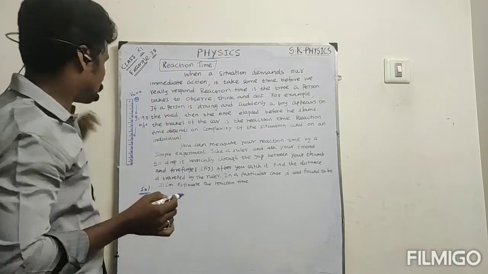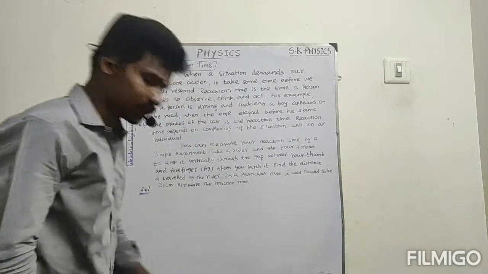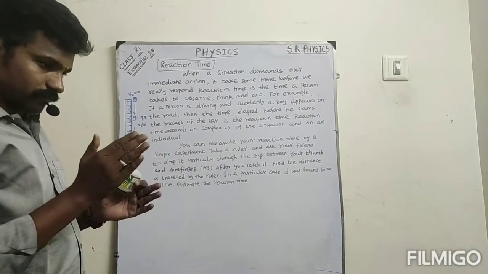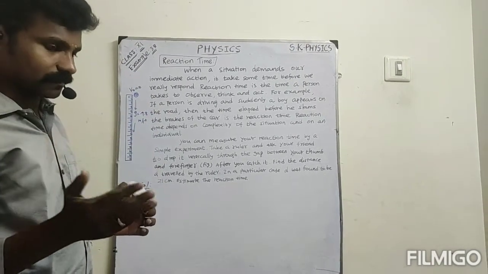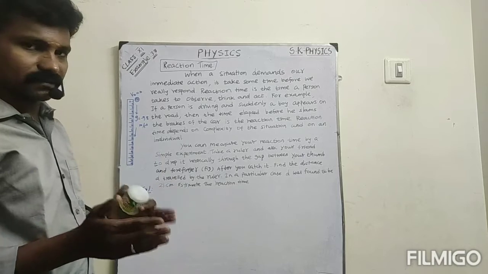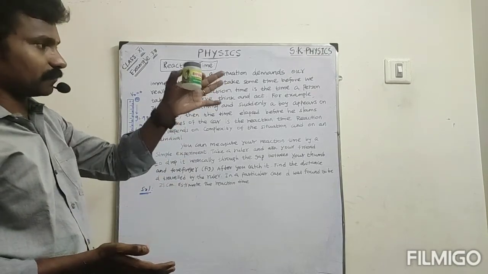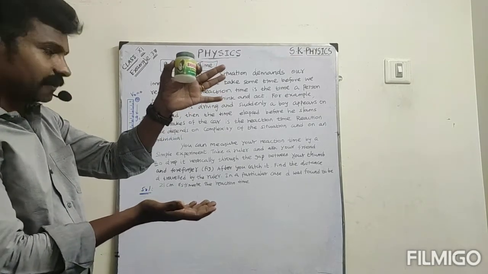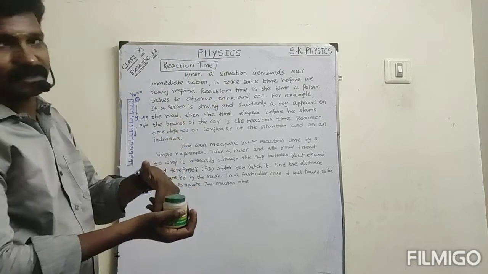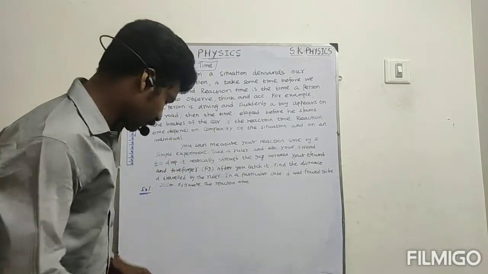We applied some action, then that initial time is different for the action. Then after some time we can get the reaction. Say for example, I can leave this object from a particular height. So after some time, it will reach my hand. So that is reaction time. So that reaction time only we are going to calculate.